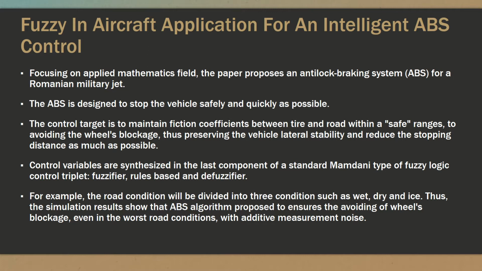The control target is to maintain friction coefficients between the tire and the road within a safe range, to avoid the wheel's blockage, thus preserving the vehicle's lateral stability and reduce the stopping distance as much as possible. Control variables are synthesized in the last component of a standard Mamdani type of fuzzy logic control triplet, which consists of the fuzzifier, rules base, and the defuzzifier.